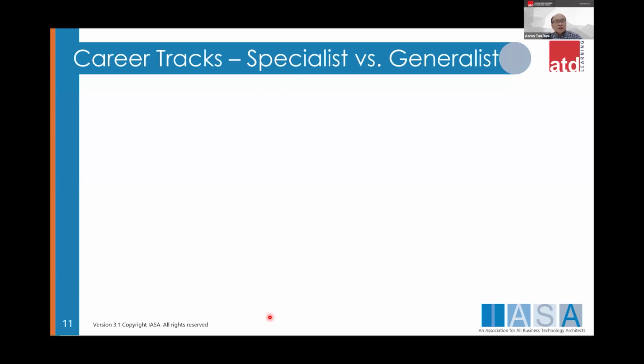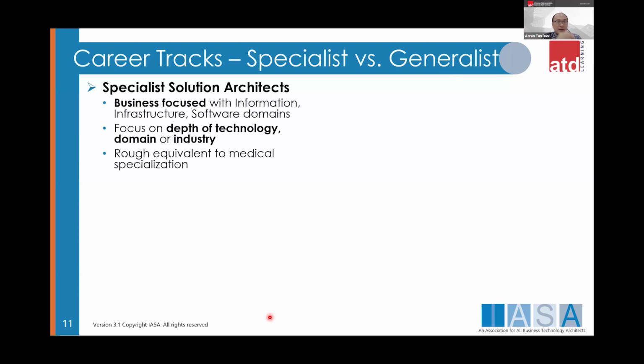Okay, so just to highlight the difference between the specialist and the generalist, right? Let's look at the specialist. For the specialist solution architect, of course, first you still need to focus on the business, but you can branch out into the information architecture, infrastructure architecture, or solution architecture domain, right? So you can focus on depth of technology, domain, or industry, right?